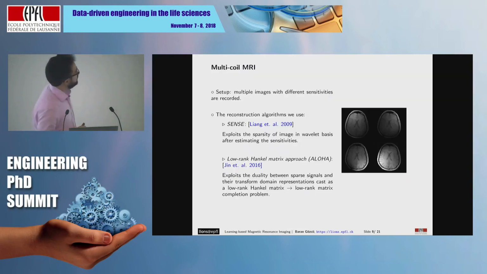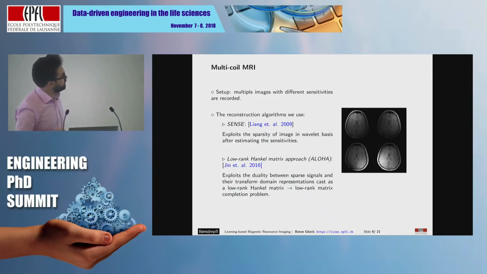Now I move to another setting, multi-coil MRI, which is more practical and is used widely in hospitals. In one acquisition, at the same time, I record multiple copies of the image. For example, for brain MRI, in this case, I have 4 coils, and each of them records an image. For example, this coil is close to that part of the brain. That's why it has a brighter image, a higher sensitivity to this part.